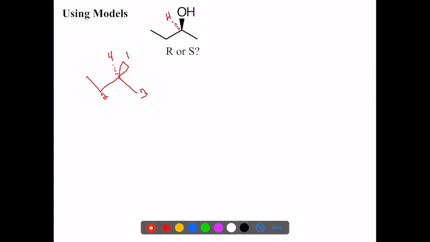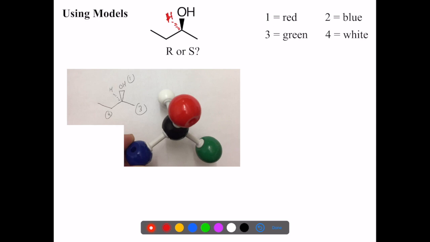So what you can do is build a model, and we'll say 1 is red, 2 is blue, 3 is green, and 4 is white. So what would that look like if we built the model? Okay, so I drew on paper and took a picture of the groups 1, 2, and 3, and I built a model, and you can see blue is 2. So this is 2 here, and green is 3.